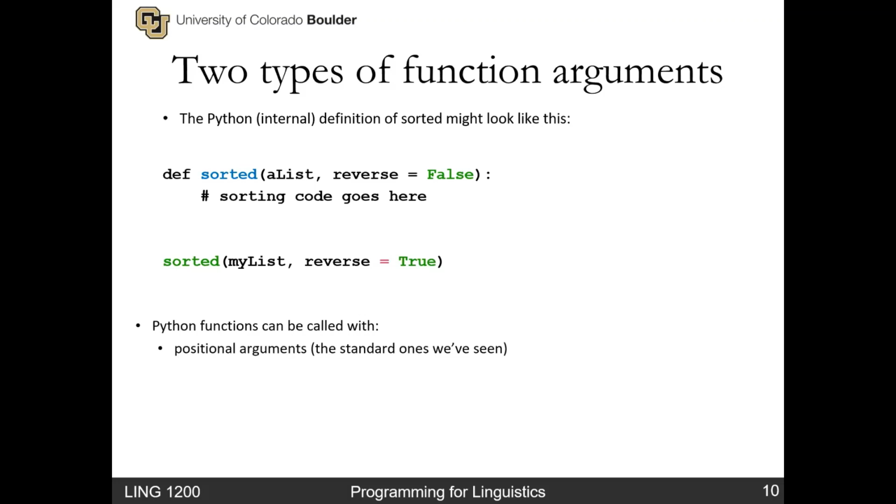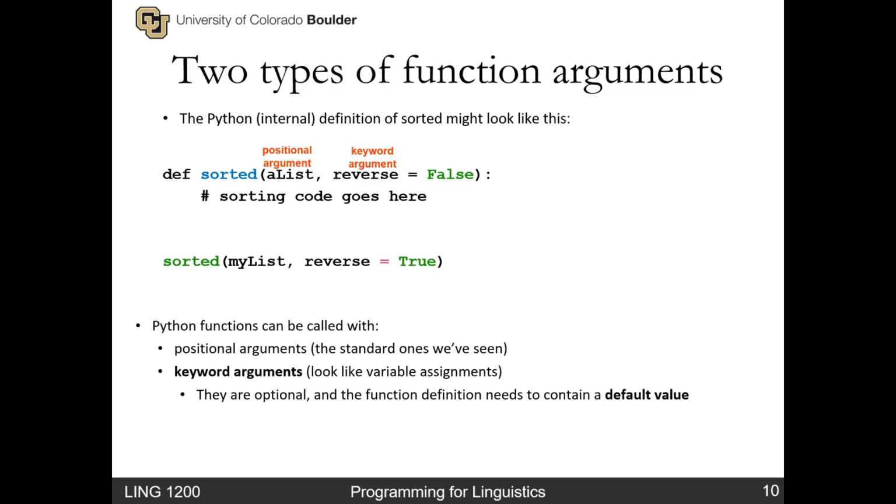Python functions can be called with what's called a positional argument, which is the standard one, which you've learned to use. That's what we've seen in most of our functions. There's a second kind of argument that's called the keyword argument. And this is the one that looks like a variable assignment. These are optional. You don't have to have them in a function. And when you call a function, you don't have to call these ones, right? They have a default value. Reverse is always going to be false unless you change it to true. So following that equal or assignment operator is going to be that default value. So by default, reverse sorting will be false.